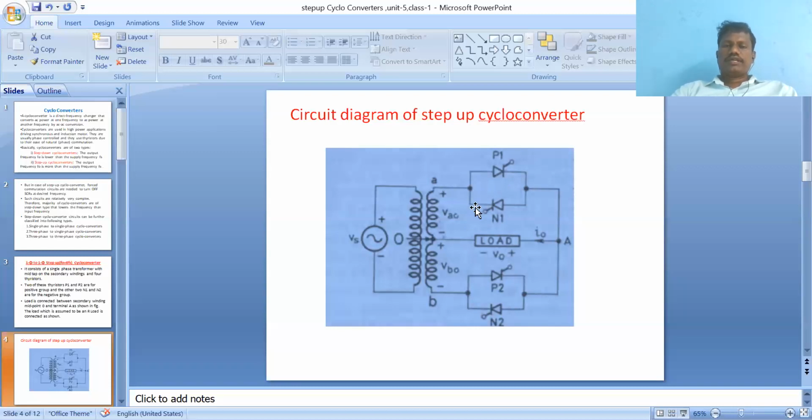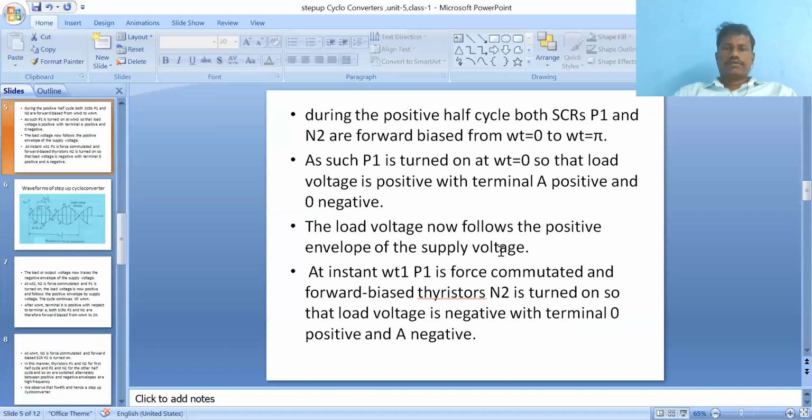So that's why I explained. Suppose P1 is triggered, so during that time P1 is turned off by connecting some commutating elements, automatically, by applying the forced commutation technique. So P1 is turned off, and again N2 will trigger. Like that. I will explain clearly. Okay.